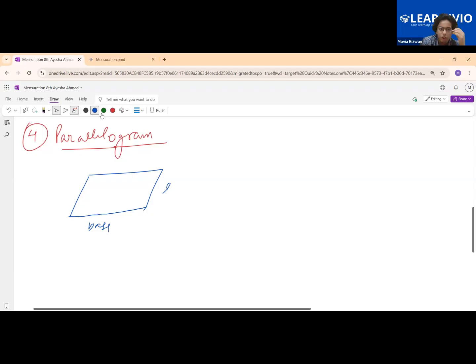Now in this we draw the height. See, in a rectangle there was no need to draw a height, the reason being a rectangle is already at 90 degrees, so we don't need a height. We need a height where it is required. Perimeter is very simple, that is 2 into (L plus B), same.